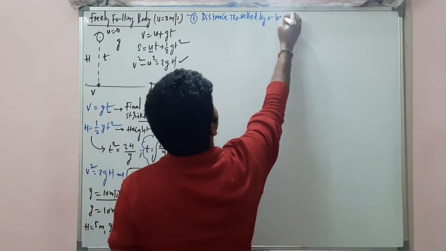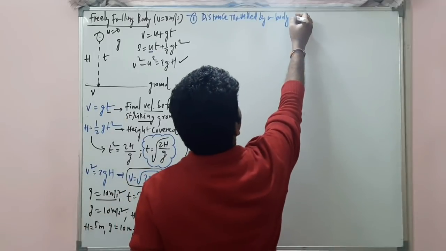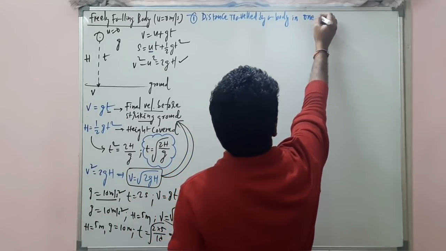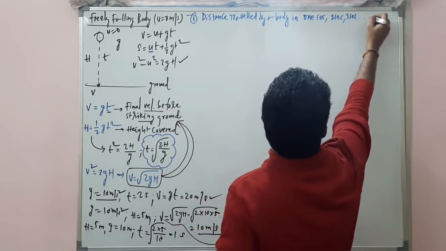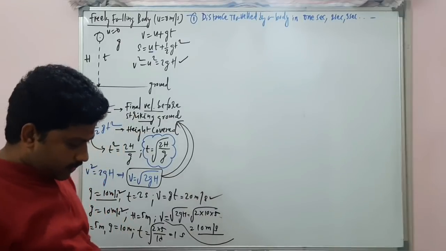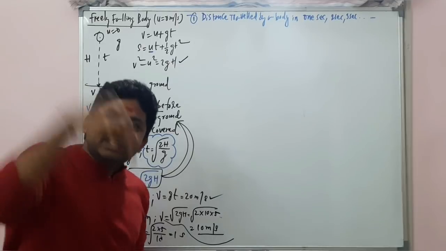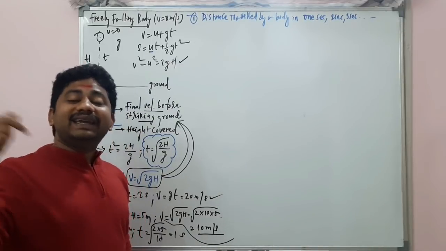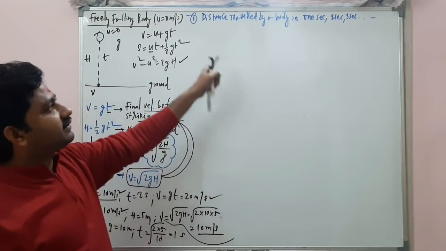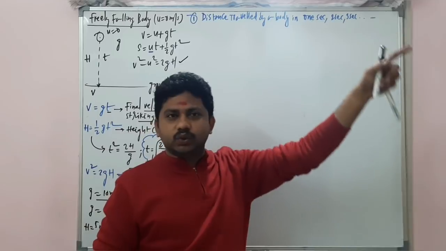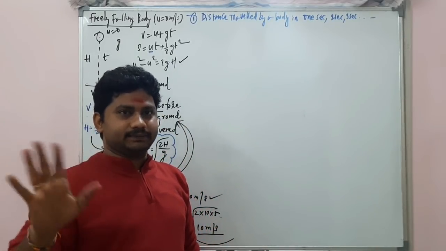By a body which is freely falling, we are discussing the distance travelled by a body in 1 second, 2 seconds, 3 seconds, and so on. This is what we are going to find. We are not going to discuss the distance travelled by a body in the first second, in the second second, in the third second. That's not the concept we are discussing. It's the distance travelled by a body in 1 second, in 2 seconds, in 3 seconds, in 4 seconds. It's not in a particular second.